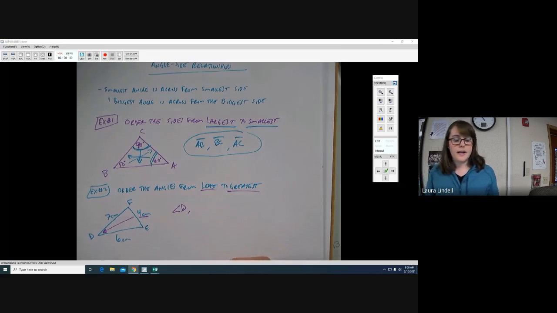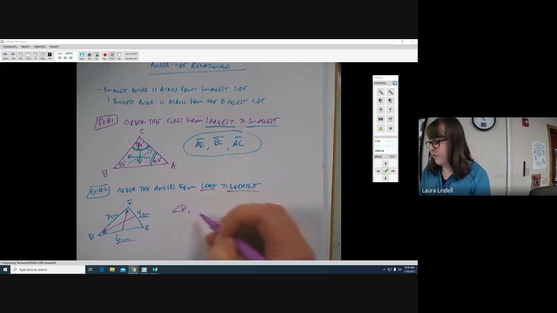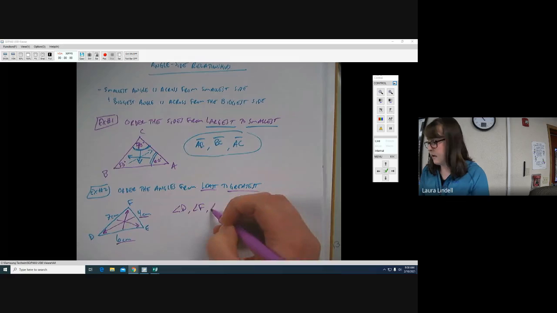Okay, then the next smallest would be 6 centimeters, and that's across from F. And then lastly, 7 centimeters is across from angle E.